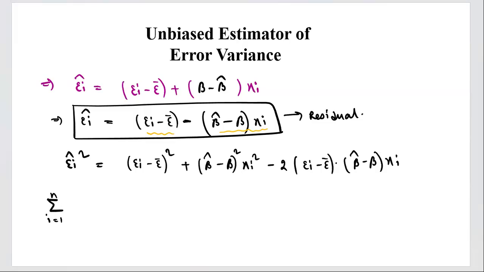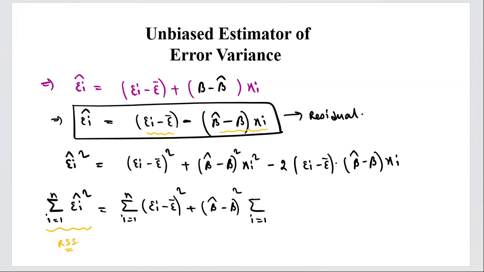Now what we will do? Sum of square. Error sum of square means summation i from 1 to n ei cap square, which is also called the residual sum of square, which we have used in case of derivation of the OLS estimator. So we have minimized this particular expression. This expression is nothing but residual sum of square, which we have minimized while using the OLS. So what we will have, individually take sum on each of these terms. Plus you will have beta cap minus beta whole square summation i from 1 to n xi square minus 2 into summation i from 1 to n epsilon i minus epsilon bar into beta cap minus beta into xi.